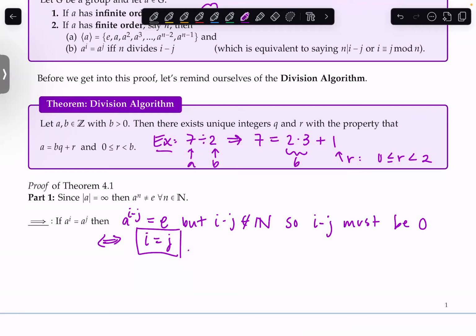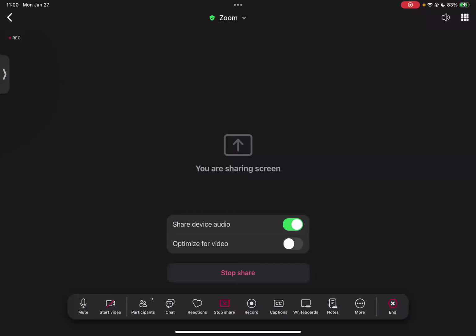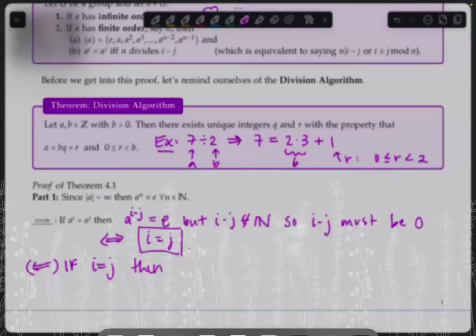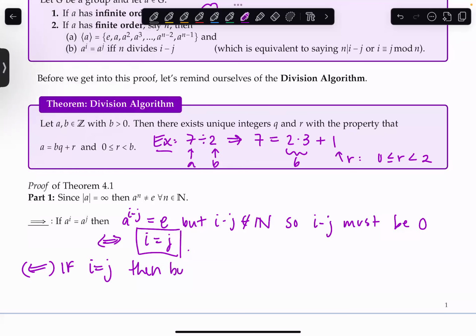Now we'll go in the backwards direction, and we'll assume that the powers already equal each other. But this is just going to be by definition of our powers, that a to the i has to give me back a to the j.